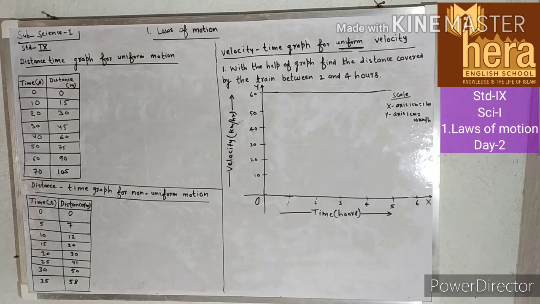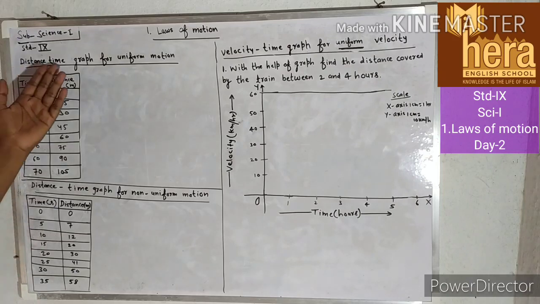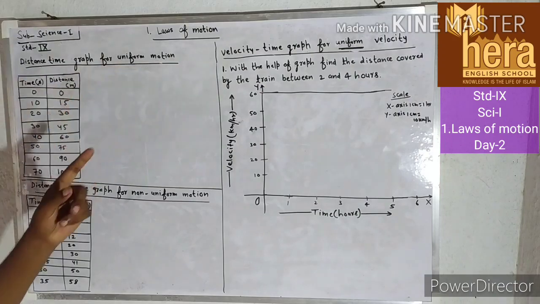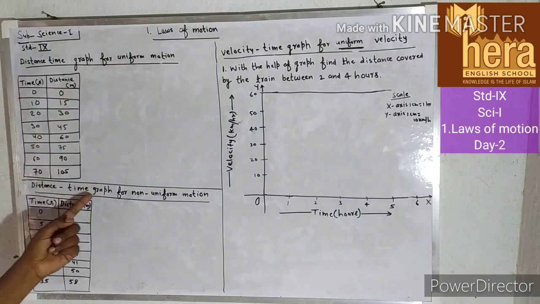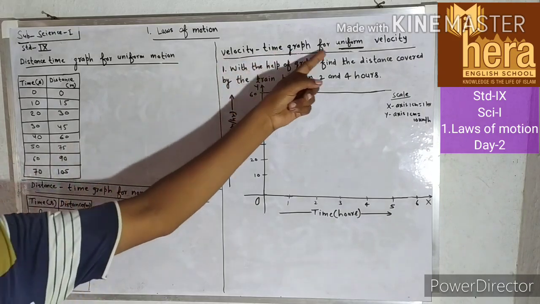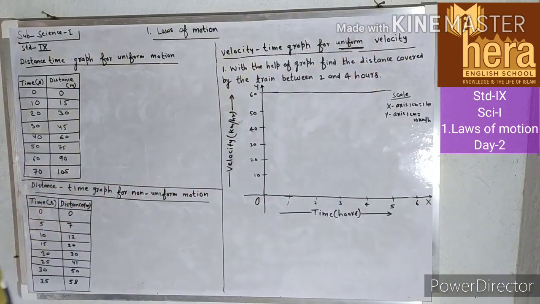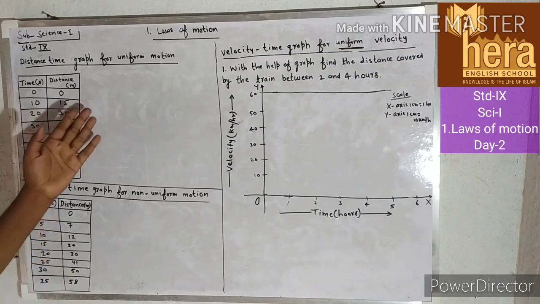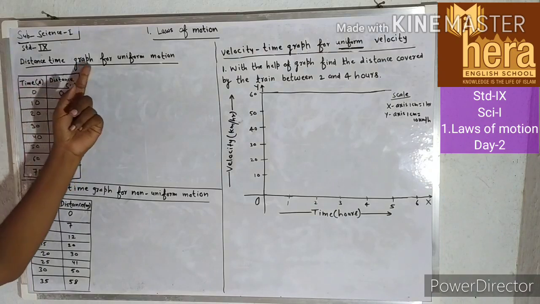Today we are going to discuss distance time graph for uniform motion, distance time graph for non-uniform motion, velocity time graph for uniform velocity, velocity time graph for uniform acceleration, equation of motion using graphical method, etc. So the first topic is distance time graph for uniform motion.